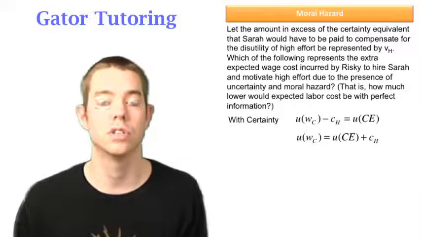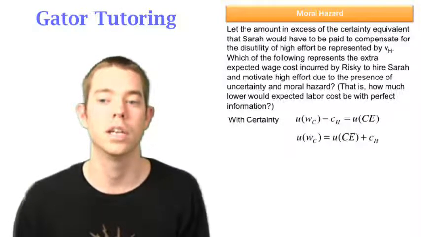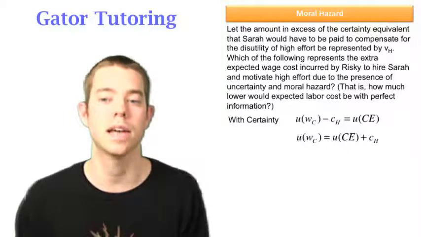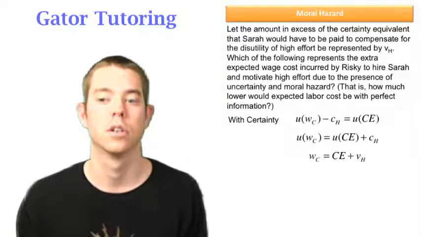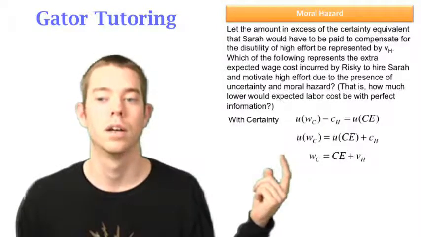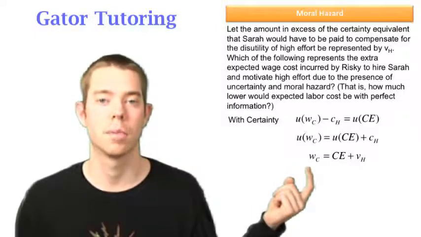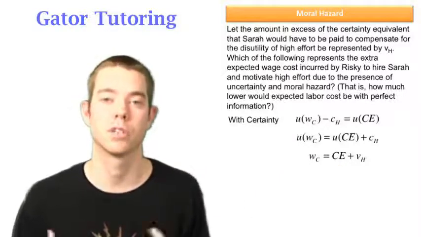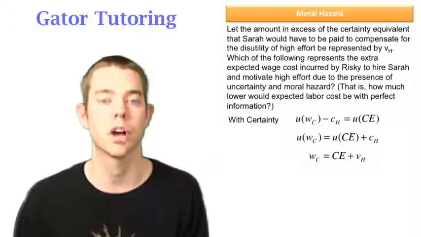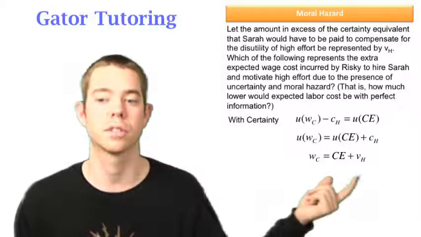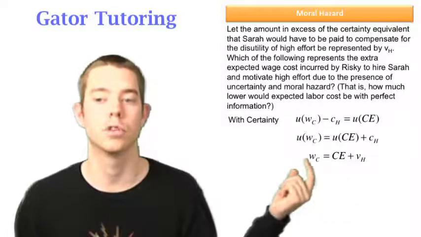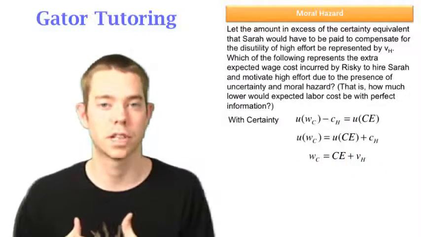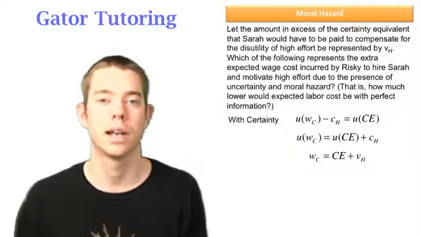Well, VH is in units of dollars. So what we need to do is figure out how to put VH into this problem, and we know that we need to take out the utility aspect of this. So this line is saying that the wage that we pay at our job with certainty is going to be equal to the certainty equivalent, or the wage that we pay at the reservation job, plus some dollar amount to compensate for that hard effort. So we've successfully put in VH, and all we had to do was get rid of the utility part of this equation. Now we can solve this problem.